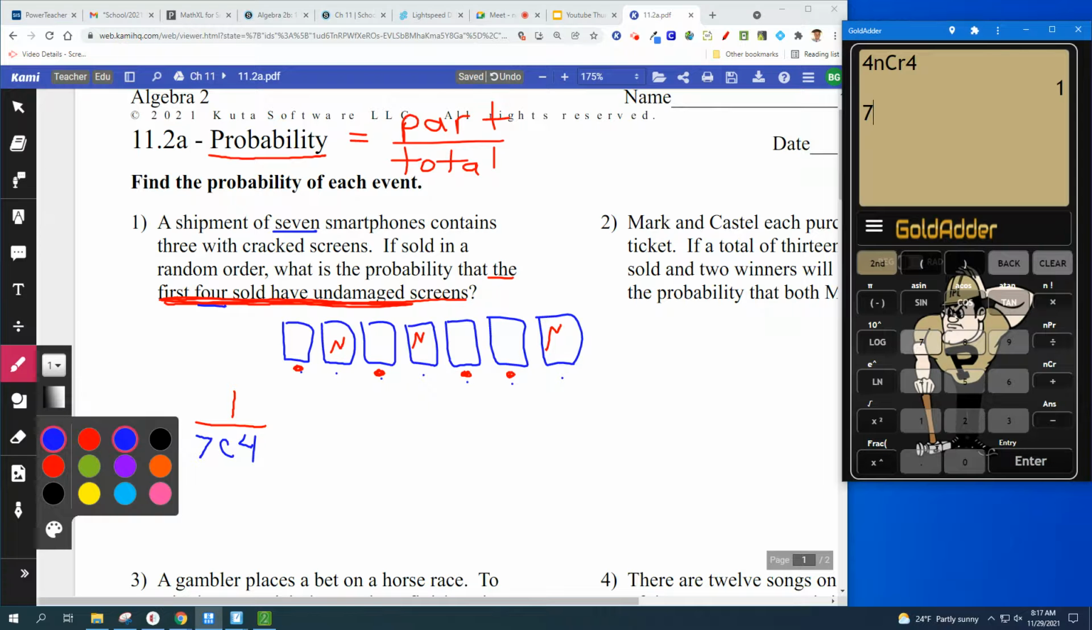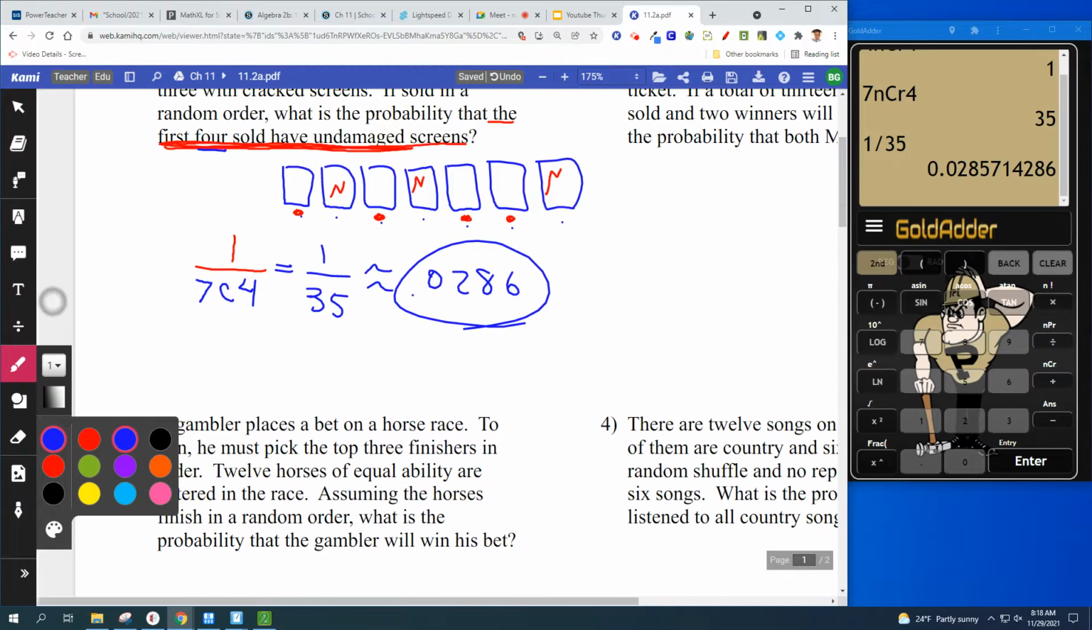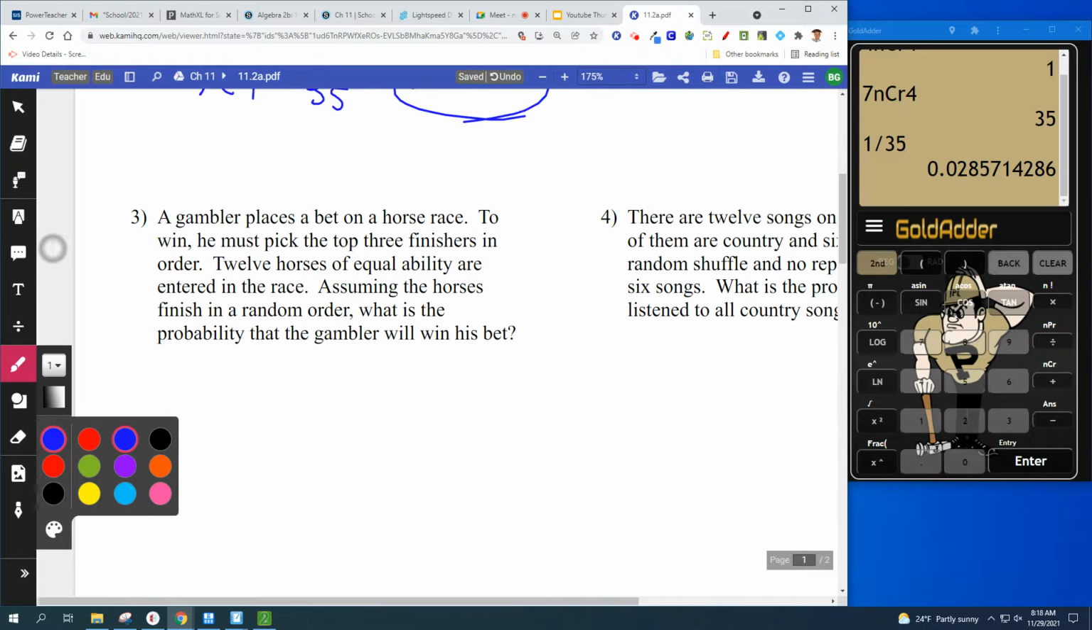So 7 choose 4 is 35. So this part over total fraction becomes 1 over 35. And I think fractions are a little bit harder to understand than decimals. So I would probably convert it to a decimal and give me about 4 decimal places. I think that's going to be good. So let's call this 0.0286. I say usually 4 decimals is good for me. So all of these problems are some kind of version of that.